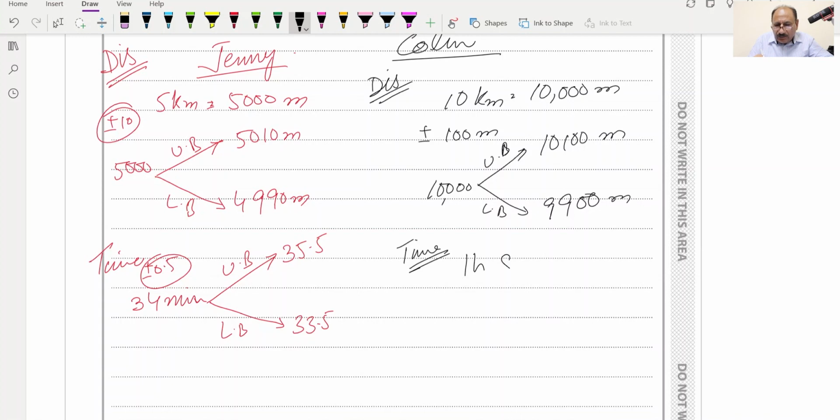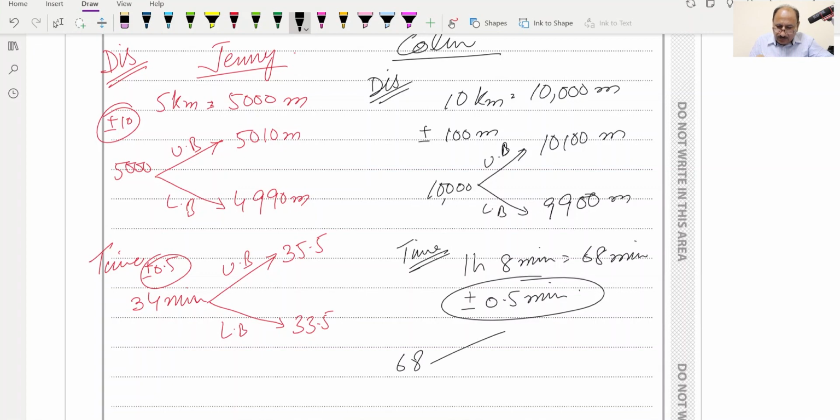1 hour and 8 minutes is equal to 60 minutes plus 8 minutes, so 68 minutes. We have converted it into minutes. To the nearest minute means plus or minus 0.5 minute, so we add and subtract for the upper and lower bound. Now we can write 68 minutes with upper bound and lower bound. The upper bound will be 68.5, and the lower bound will be 67.5 minutes.